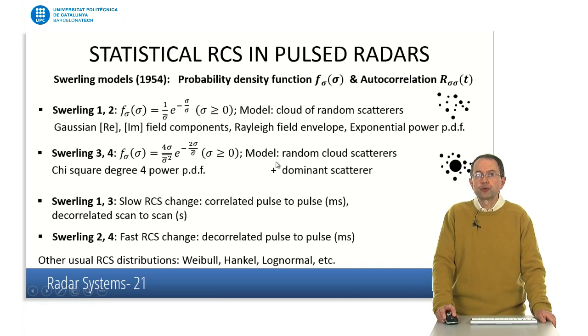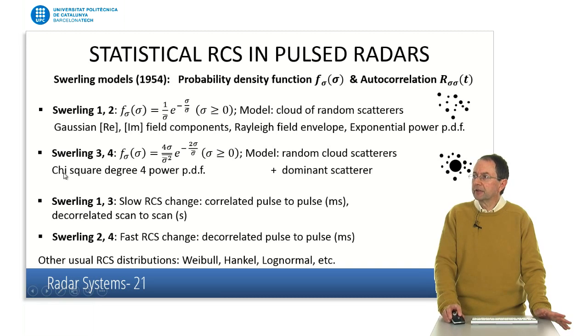In the case of Swerling 3 and 4, the model is slightly different. We still have a random cloud of scatterers, but we now add a dominant scatterer in the center of the cloud. The resulting PDF is different. It is a chi-square degree 4 power PDF, which is this expression here. So the difference between 1 and 2 and 3 and 4 is the model and the resulting PDF. Then you could think, but what is the difference between the 1 and 2 and the 3 and 4 Swerling models?